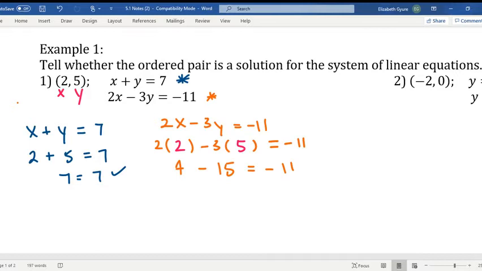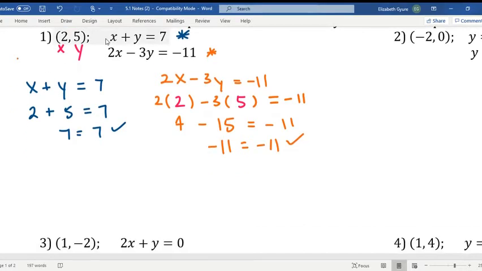Okay. What's 4 minus 15? Very good. Negative 11. And does negative 11 equal negative 11? It certainly does. So, did this work for both? Yeah, so is it a solution? Absolutely. So we're going to put yes, because it worked for both. Good.